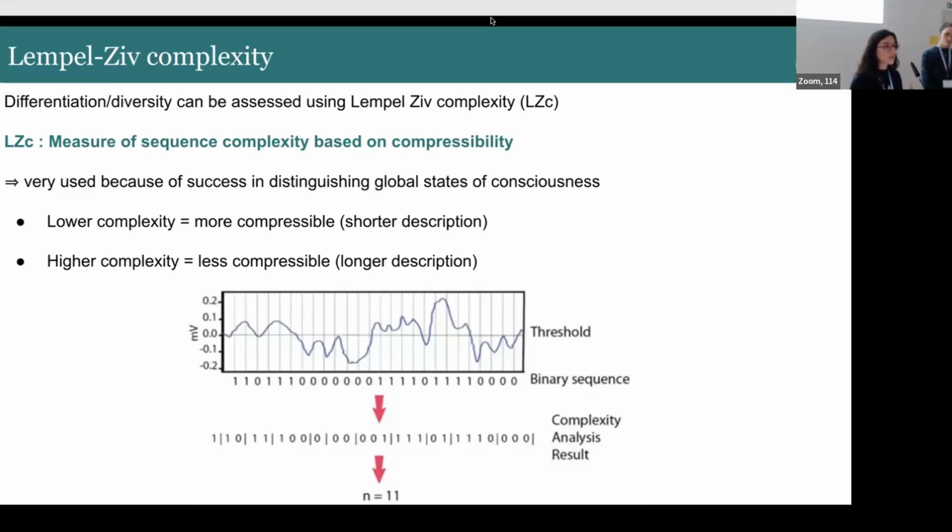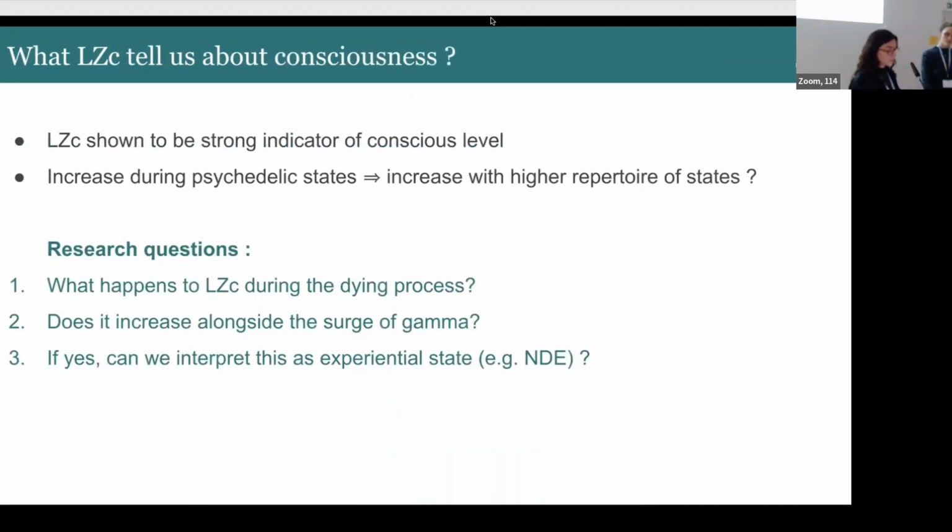However, there is an important critique of Lempel-Ziv, which is that it tends to be maximal when there is also maximal randomness of the signal. So it makes it difficult to know, when there is a high Lempel-Ziv, whether it is actually measuring signal randomness, or whether it is measuring an interesting, rich signal. And what is Lempel-Ziv telling us about consciousness?